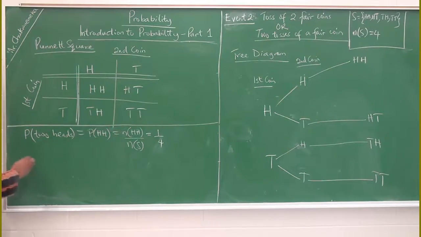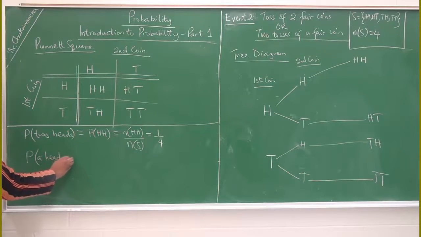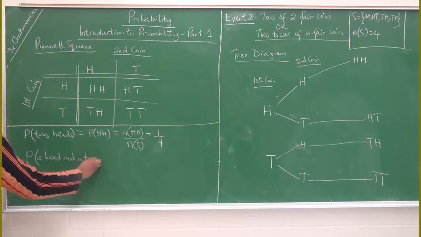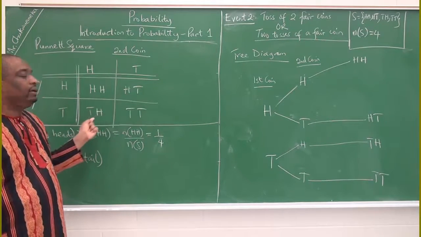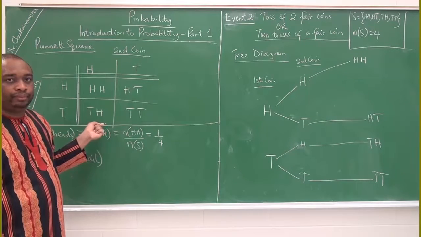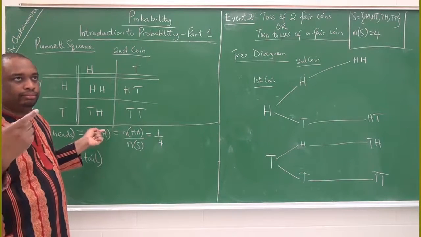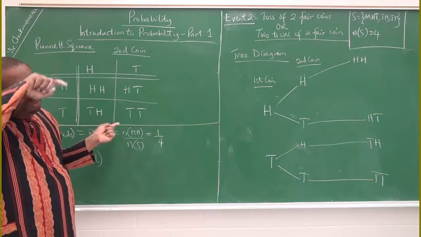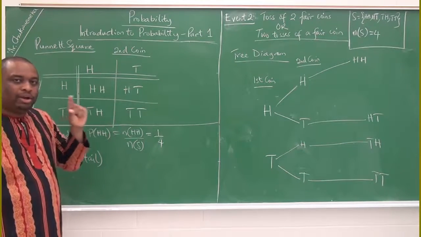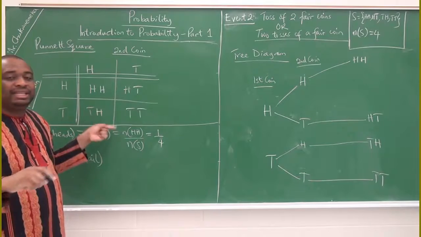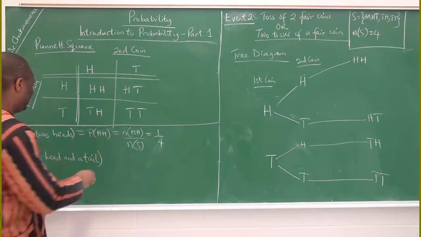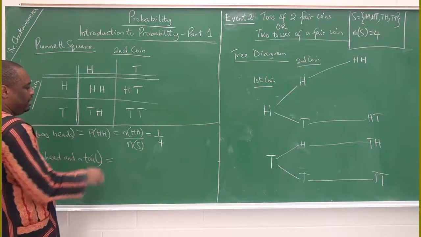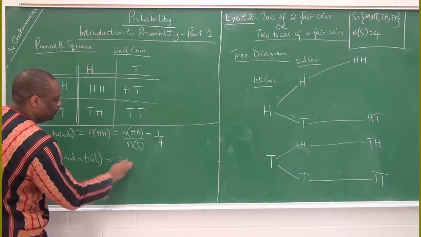Okay? What's the probability of getting a head and a tail? A head and a tail could be head, tail, or tail, head. When we do lots of probability, you will see why I said or. Head, tail, or tail, head. But we're not going to do lots of probability in this video. So a head and a tail could be head, tail, or tail, head, and that is what? 2 out of 4, which is 1 over 2.